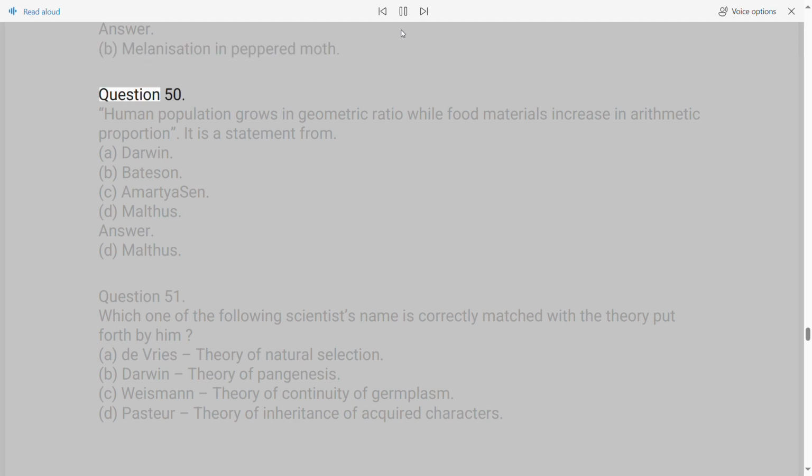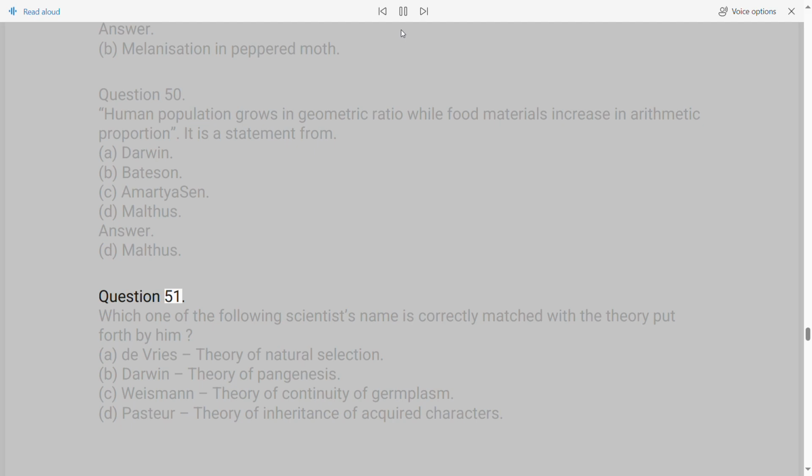Question 50. Human population grows in geometric ratio while food materials increase in arithmetic proportion. It is a statement from A. Darwin, B. Bateson, C. Amartya Sen, D. Malthus. Answer. D. Malthus.